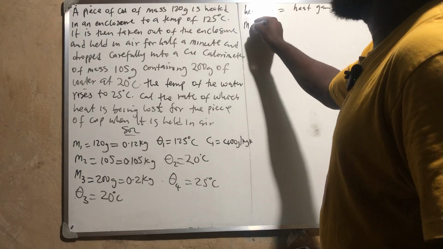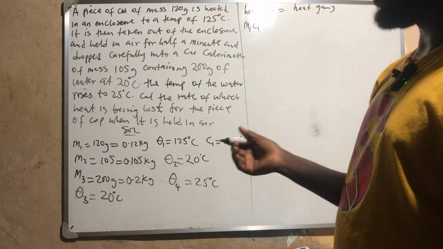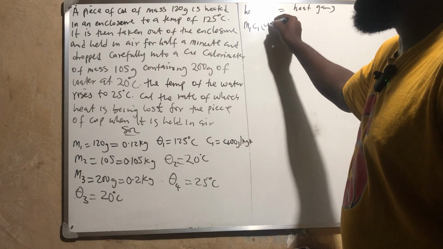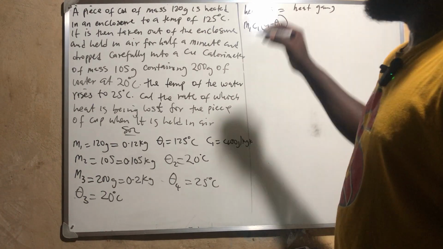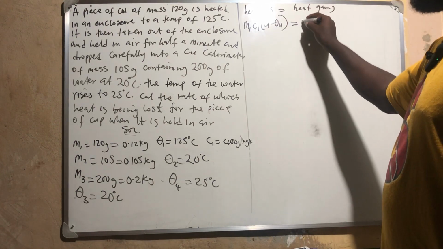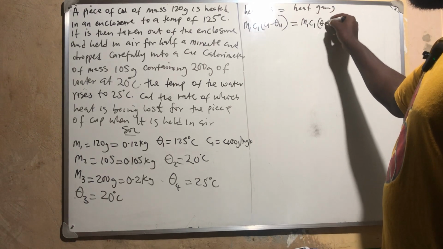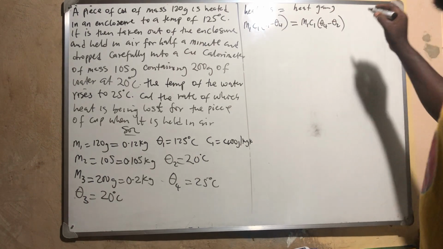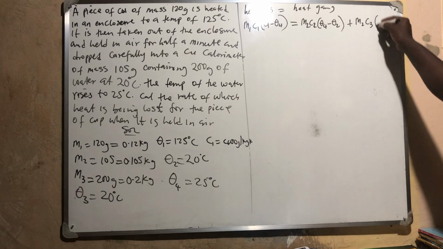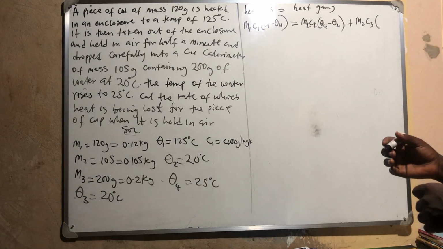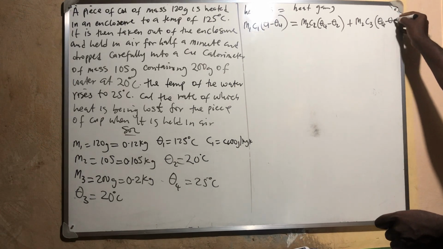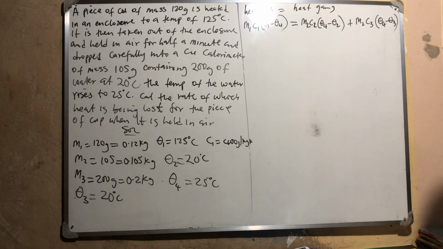So we have that M1 C1 is the only one that lost heat. Since it is lost, it is supposed to be theta 4 minus theta 1, so it is going to be theta 1 minus theta 4, because it is loss. That is equal to heat gain. The calorimeter gained, so I'm going to have M2 C2 into theta 4 minus theta 2 because it is gained, plus M3 C3 in bracket of theta 4 minus theta 3. So let us check that.